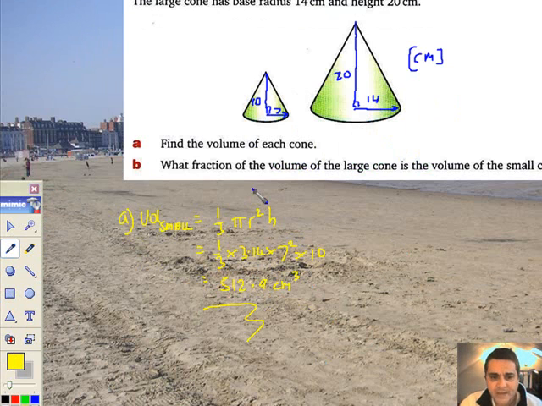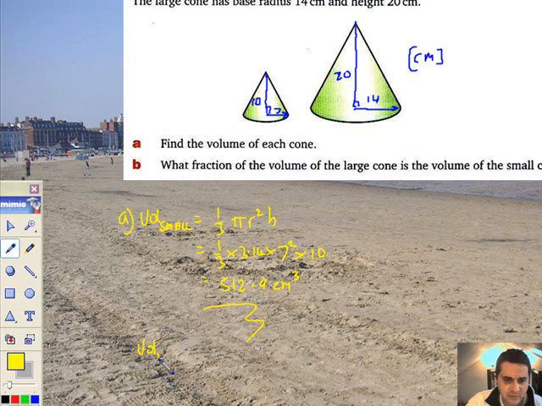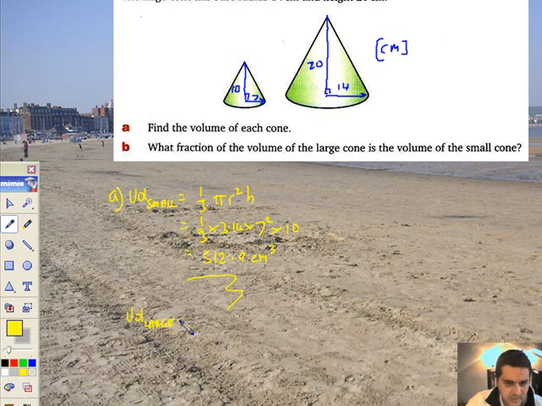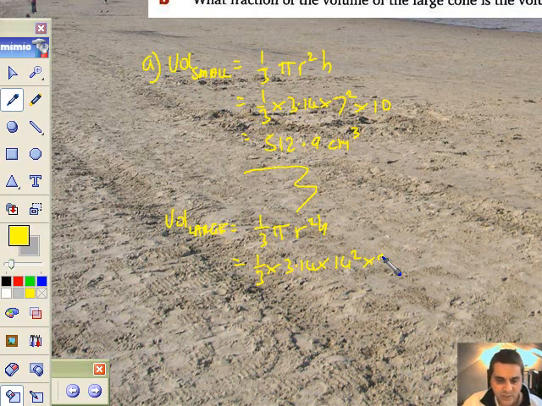We'll do the other one now. Work out the volume of the big one. I'll just work underneath here. So volume of the large cone is still going to be 1/3 of pi times radius squared times the height. So it'll be 1/3 multiplied by 3.14 multiplied by the radius squared, which is 14 squared, multiplied by the height of the big cone, which is 20.